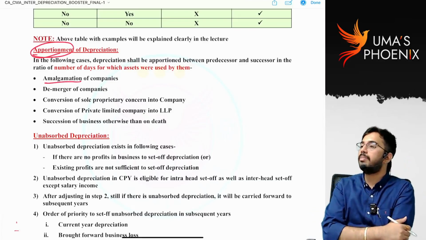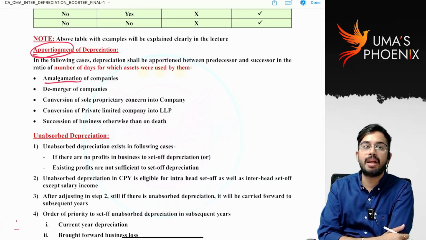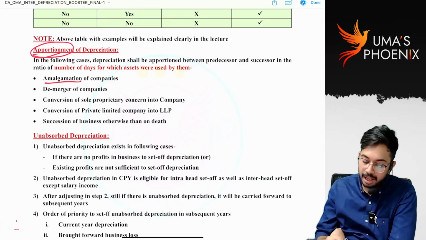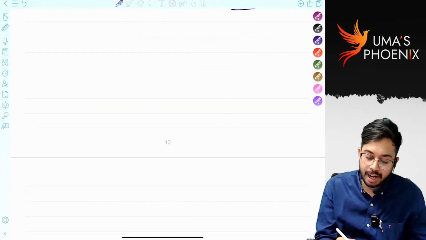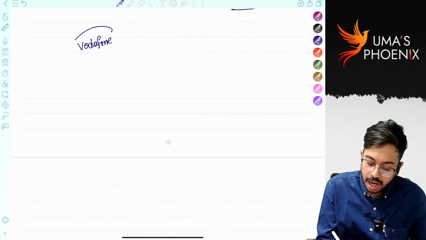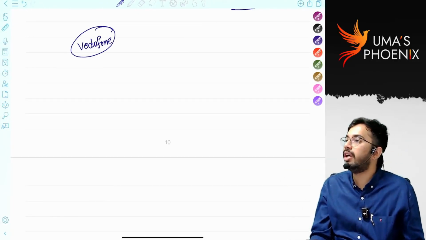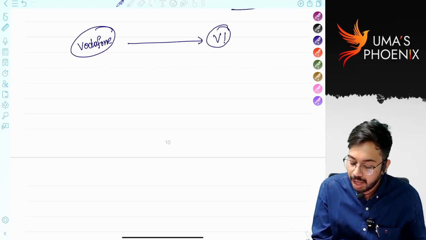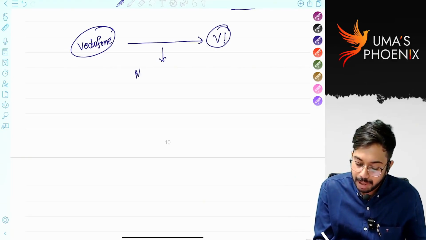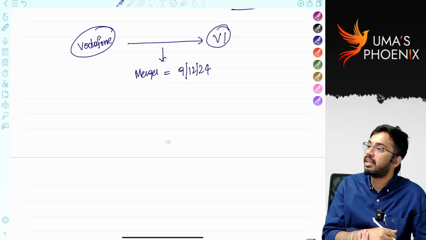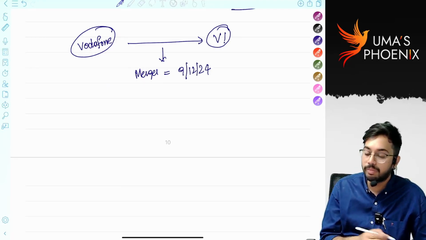Is it clear? For example, amalgamation of company. In case of amalgamation of company, capital assets will be transferred from the amalgamating company to the amalgamated company. Let's say Vodafone and Idea got merged and they formed a new entity called VI. Now Vodafone will transfer assets to VI, right? Let's say the date of merger is 9th December 2024.